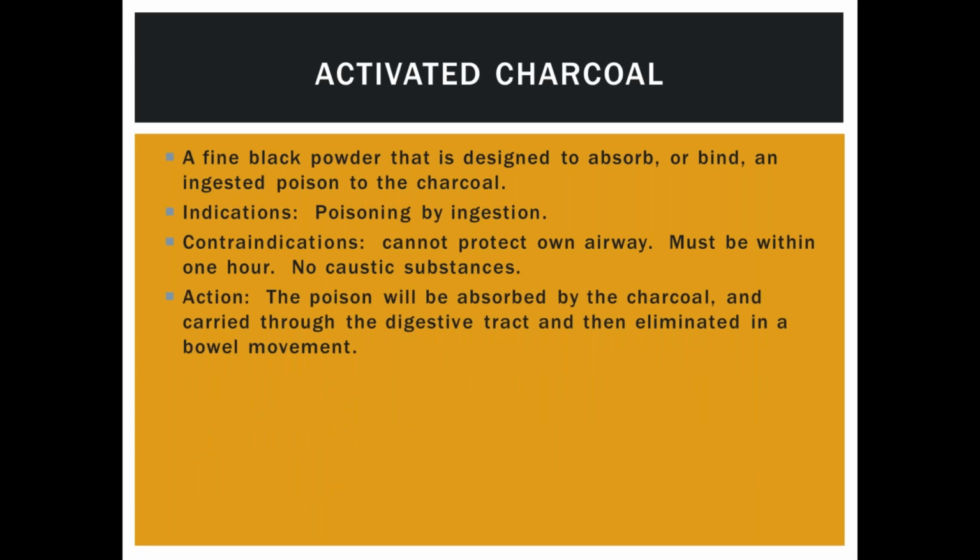Our mechanism of action is that the poison will be absorbed by that charcoal and then carried through the digestive tract and then eliminated in a bowel movement. So think of that substance inside of our system. Activated charcoal is going to bind to it, and as a result of that binding, the body can't actually absorb it. So basically it's a protective bubble around that poison, and so it's going to pass all the way through our GI tract, then eventually leave within a bowel movement.